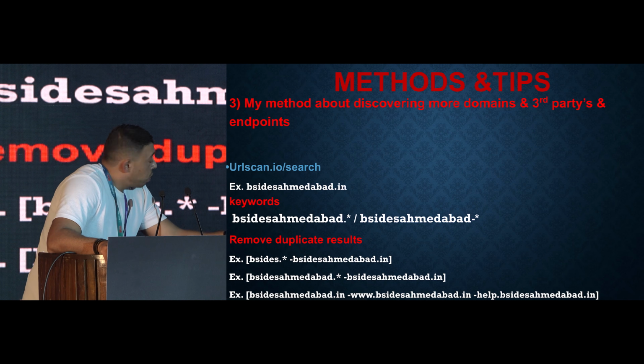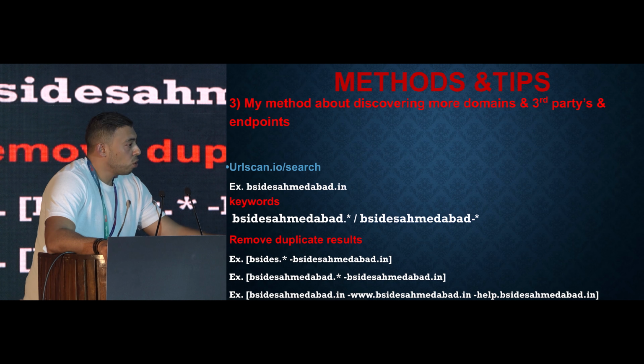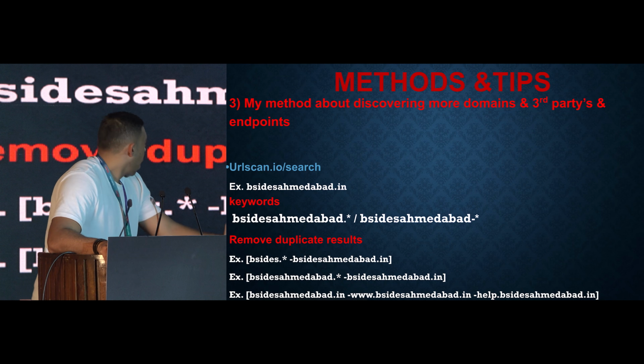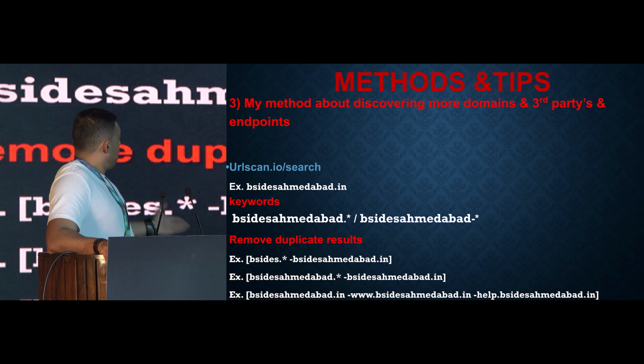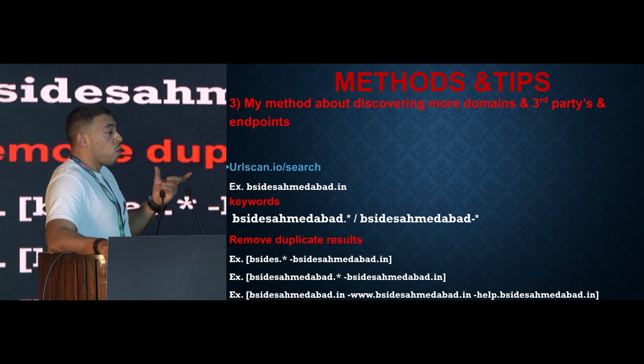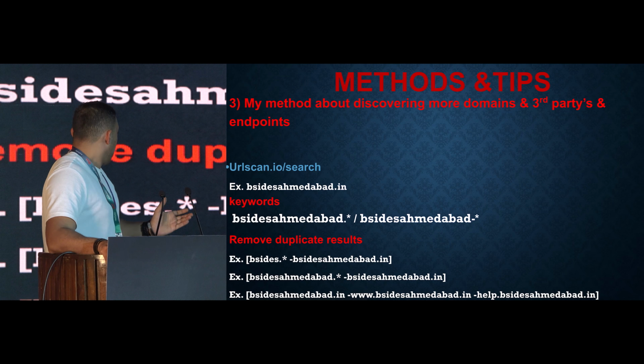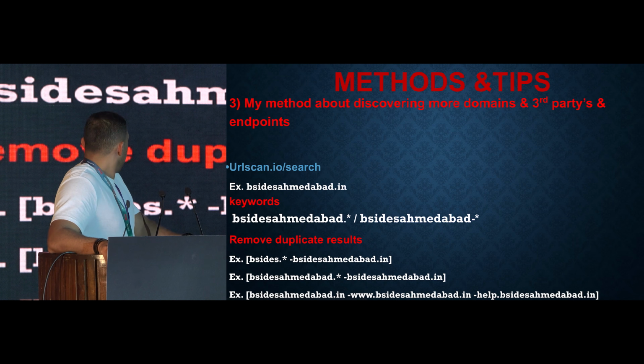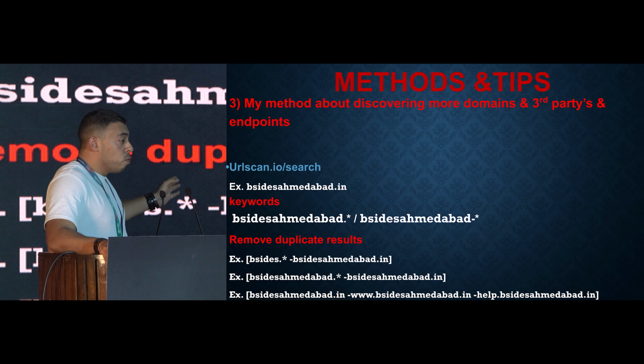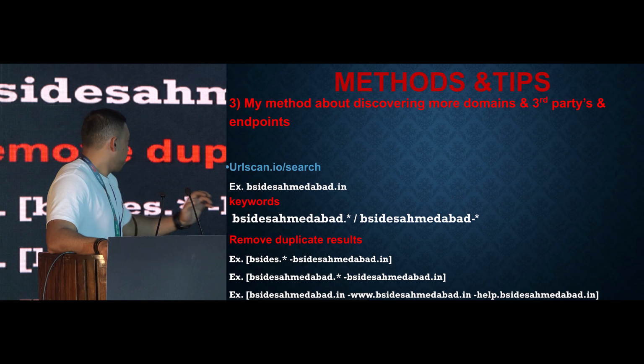Okay, but when we use this dork, we have a lot of duplicates. How do we remove those duplicates? By adding a dash for the domain that I want to remove from this list. As an example, I want to check for everything besides Ahmedabad, and I want to remove ahmedabad.in from my search. So I add dash.